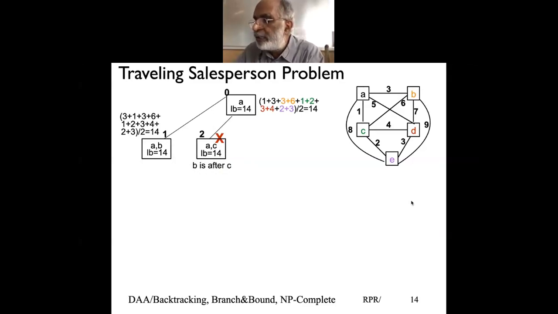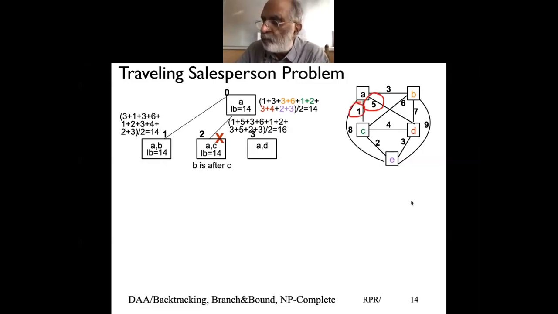So look at the next path, A to D. That means we included this edge. When we include this edge, my minimum for A is 5 and 1. For B it is still 3 and 6. For C, it is 1 and 2. For D, 5 is already taken, and next minimum is 3, so it is 5 and 3, and for E it is 2 and 3, so my minimum is 16, and that's the lower bound I get.